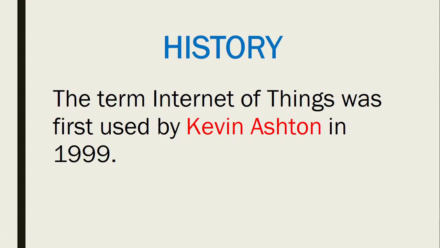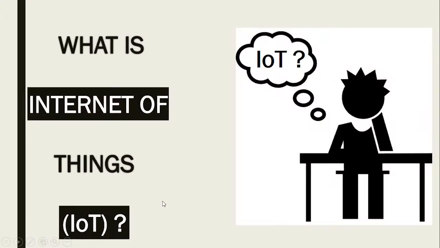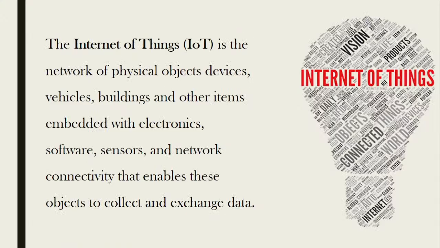Then with the history of Internet of Things itself, the term Internet of Things was first coined by Kevin Ashton in 1999. So what is Internet of Things? We can see here a small, basic level definition of what is Internet of Things.